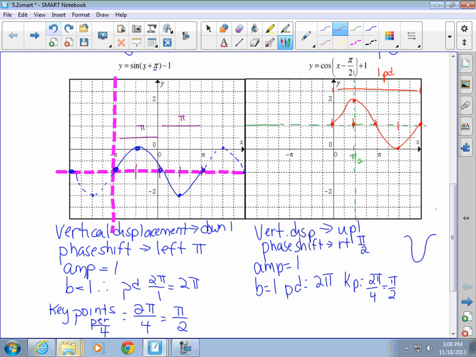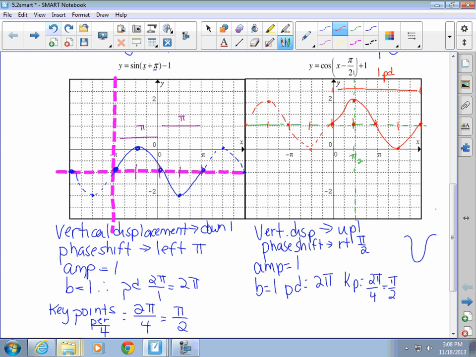Now I could continue this graph the other way. All that would mean, though, is that every pi over 2, I would have to fill in my key point. So if I went 0 here, I'd be down to -1, back to 0, up to 1, and then down to 1 again. So my other side of this graph would look like that.